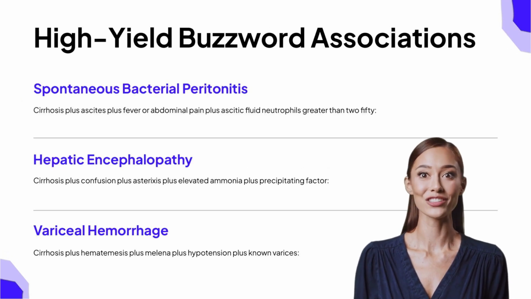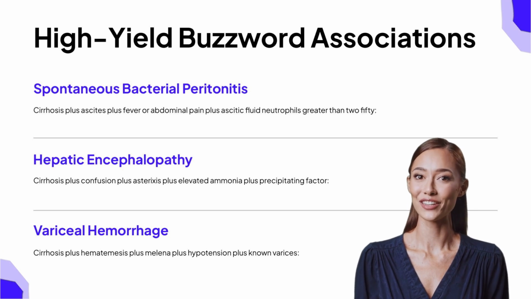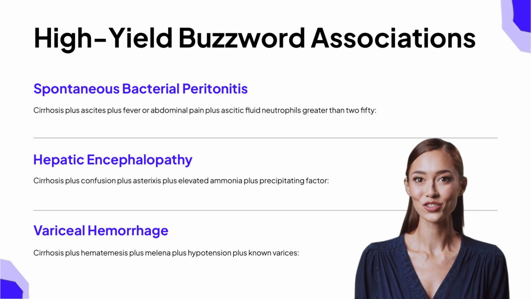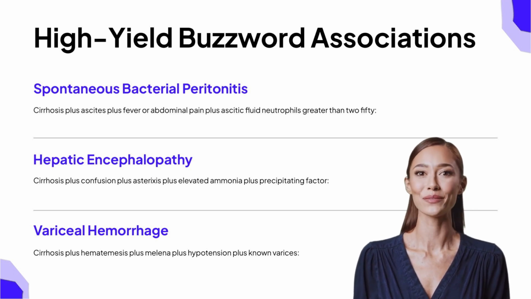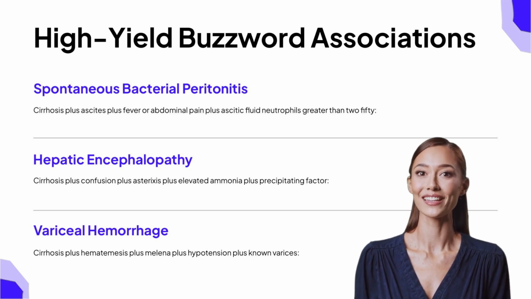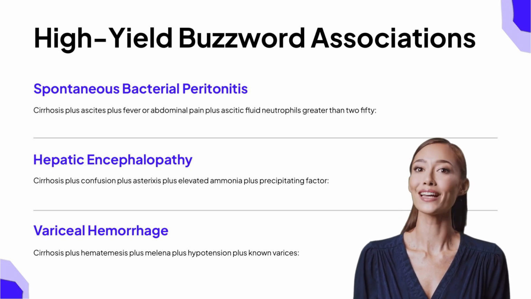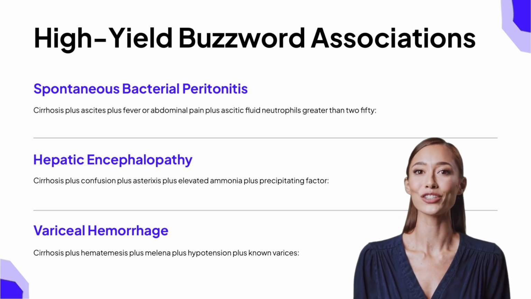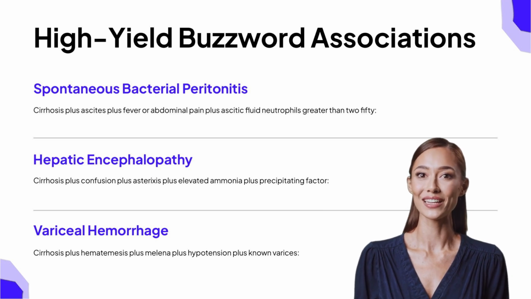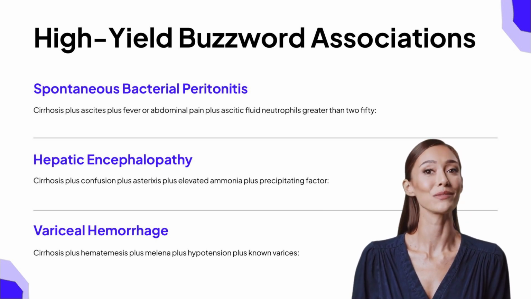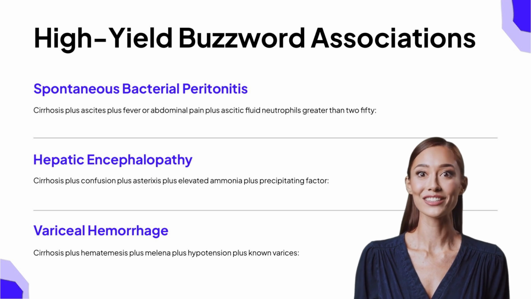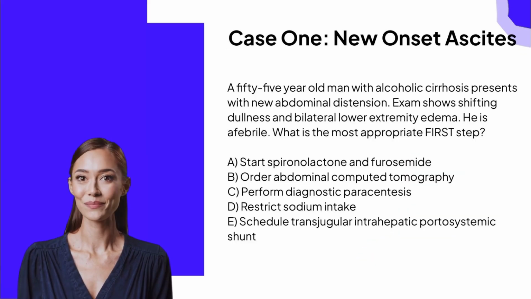Here are your buzzwords. For spontaneous bacterial peritonitis: cirrhosis plus ascites plus fever or abdominal pain plus ascitic fluid neutrophils greater than 250. For hepatic encephalopathy: confusion plus asterixis plus elevated ammonia plus a precipitant like infection, bleeding, or sedatives. For variceal hemorrhage: cirrhosis plus massive upper gastrointestinal bleeding plus hypertension. Memorize these patterns. Question 1.